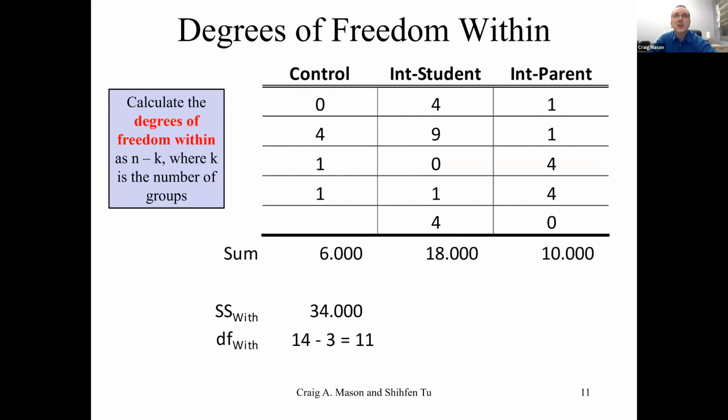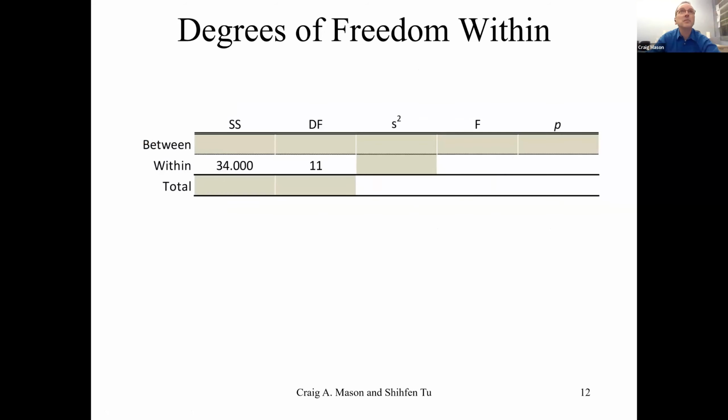Let's keep going. Degrees of freedom within. Now we know this one's easy, right? What's the degrees of freedom within? It's just the total sample size, our total N, 14 kids, minus 1 for each group. So it's 14 minus 3, right? Because you can also think of it as 4 minus 1 plus 5 minus 1 plus 5 minus 1, which is the total number of 14 minus 1 minus 1 minus 1, minus 3. It's just the total N minus how many groups there are, which is 11. Okay, so we put that into the ANOVA table.